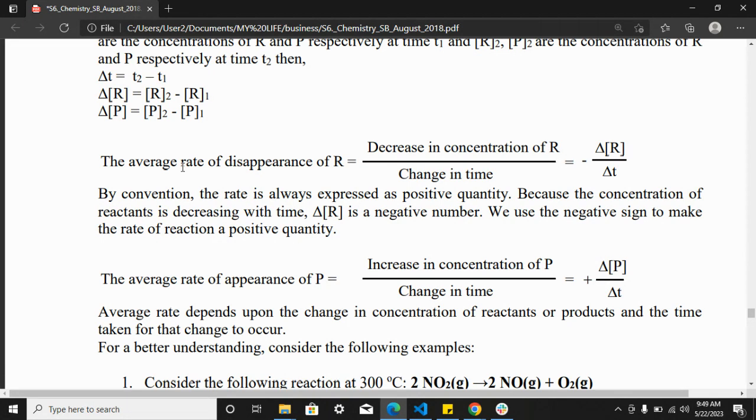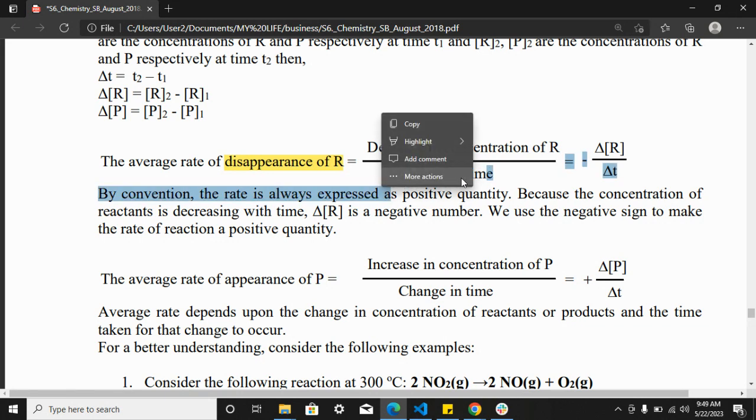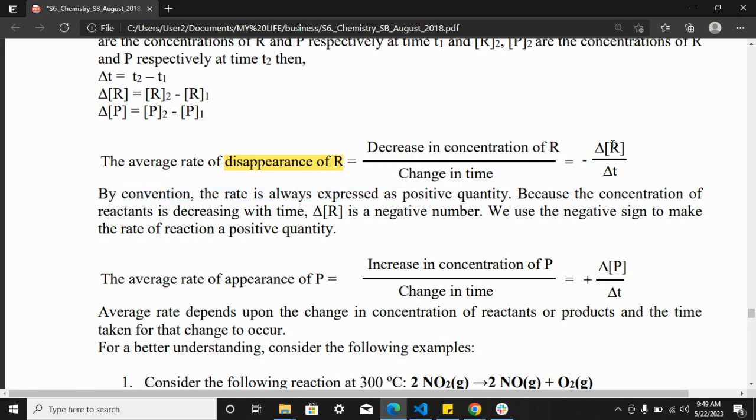So rero kubera ko R ari reactant is disappearing, ibyo byo turabizi. Then kugira ngo tumenye uburyo the rate iri kugenda iba decreasing, tuzafata that decrease in concentration, izaba iri negative kuko tuzafata the final tuvanemo initial, kandi the final is less than the initial, so this will give us a negative quantity. Then we divide it by the change in time, so this will be negative change in R over change in time. So by convention rero the rate is always expressed as a positive quantity.